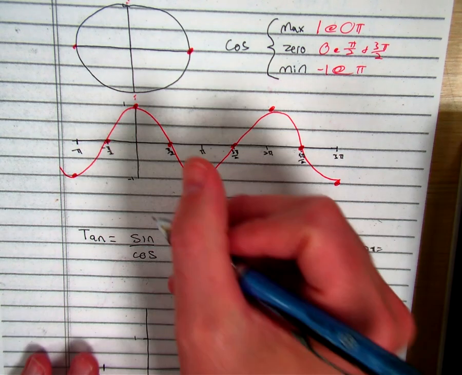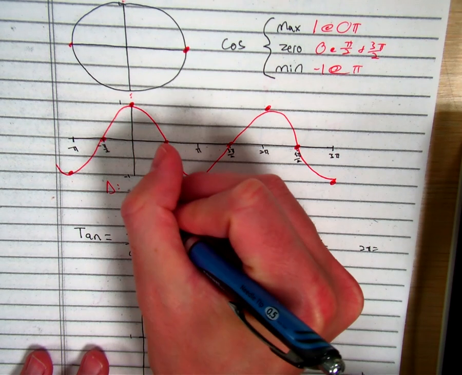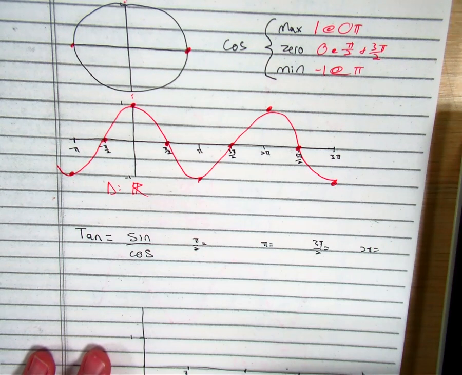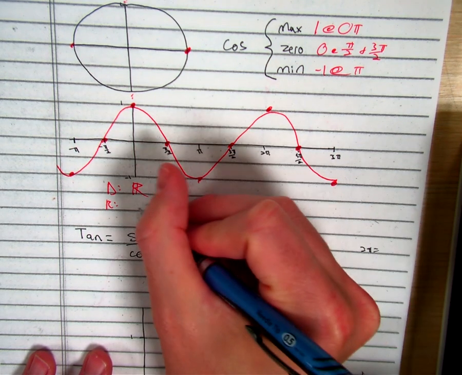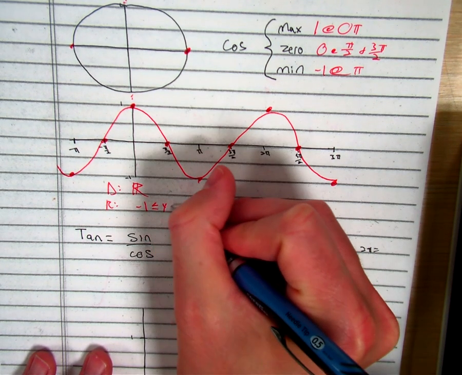Okay? Just like with sine, our domain is going to be all real numbers, and our range is going to bounce back and forth between negative 1 and 1.